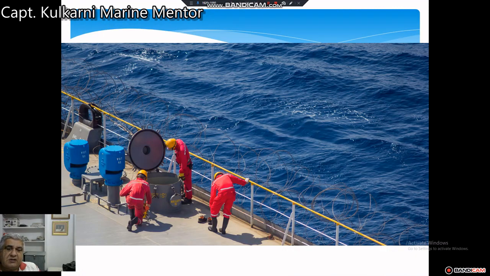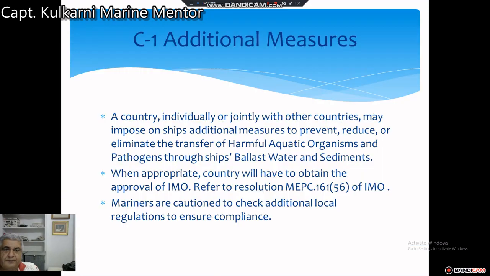Two things can be shown here. Number one is security. You can see the barbed wire, but more than that, people are having a look at the ballast tanks. You can see the air pipes of the ballast water tank, and they are taking a sample, as well as inspecting from the top whether the water is clean or not.